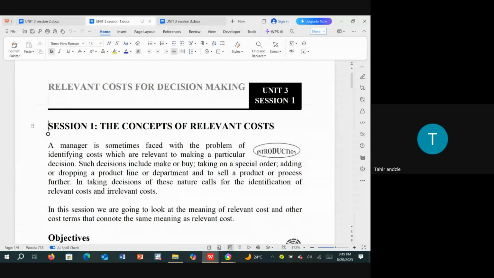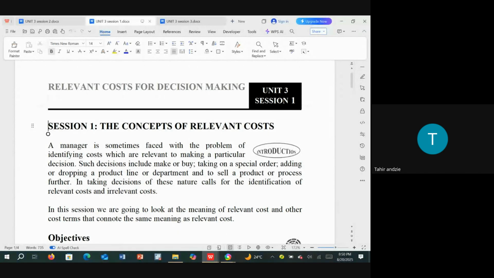It can also be a decision about dropping a product line, because a company may be producing different product lines, but the cost information might indicate that a particular product line is not making profits. So the management might decide to either drop that particular product line or still keep it. The decision to either drop or keep it depends on what costs are relevant and what costs are irrelevant.